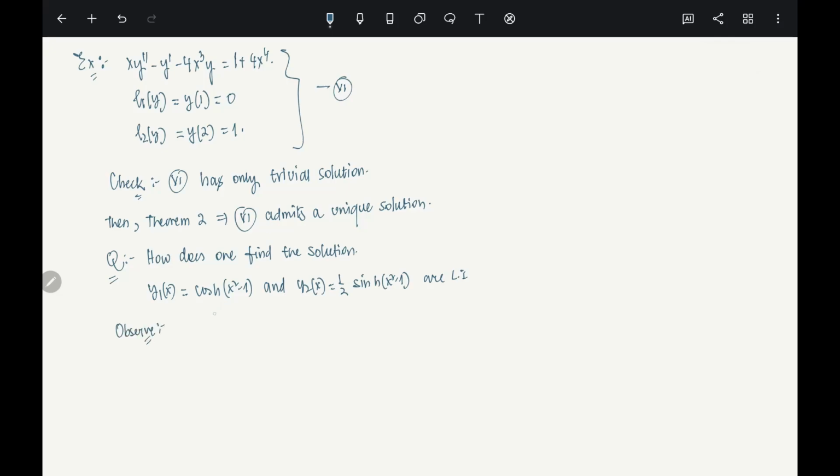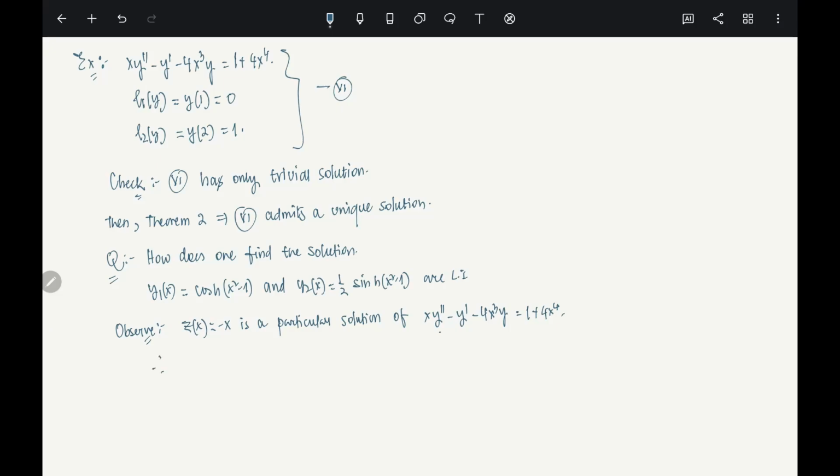Observe that z(x) = −x is a particular solution of x y'' − y' − 4x³ y. If you look at it, this part is not there; this is −1, so this is +1, and then 4x³ times x gives 4x⁴. So it solves this problem. So you have a particular solution. Clear?